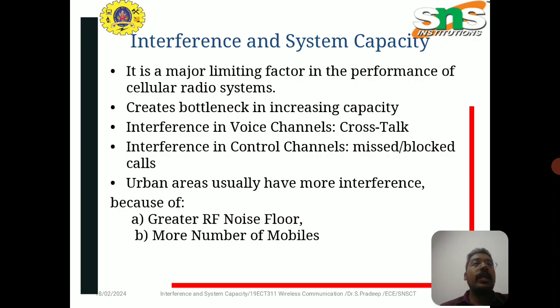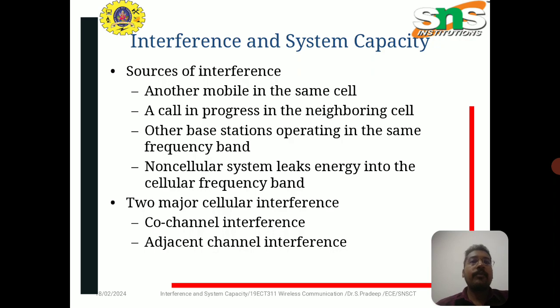Urban areas usually have more interference because of greater RF noise floors and more number of mobiles. The sources of interference are another mobile in the same cell, a call in progress in the neighbor cell, and other base stations operating in the same frequency band. Non-cellular systems leak energy into the cellular frequency band. The two major cellular interferences are co-channel interference and adjacent channel interference.